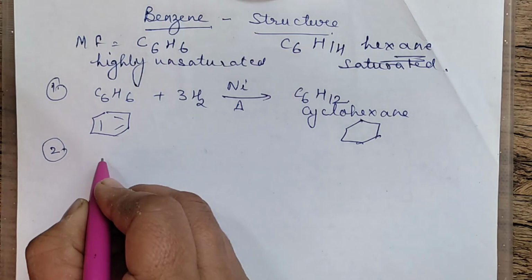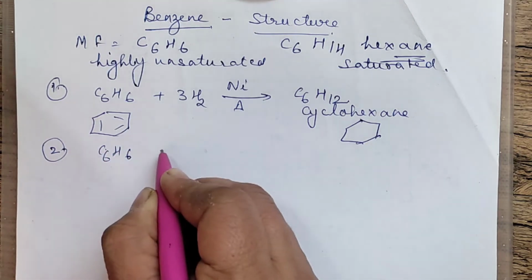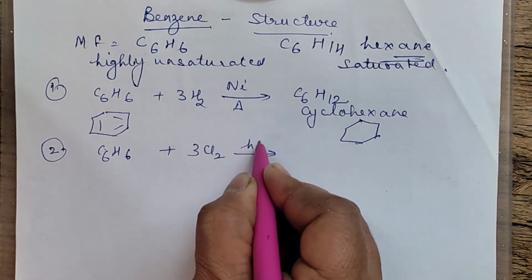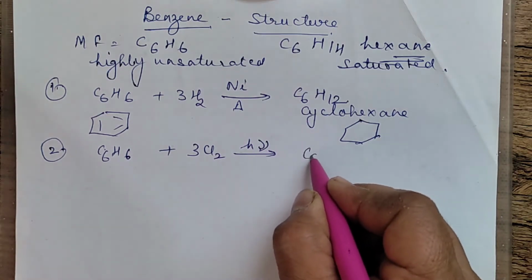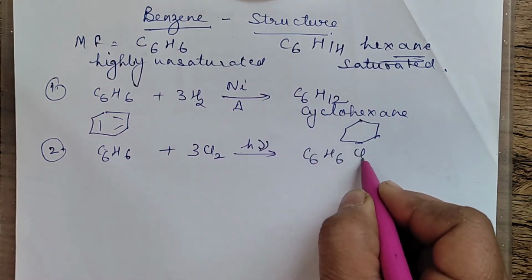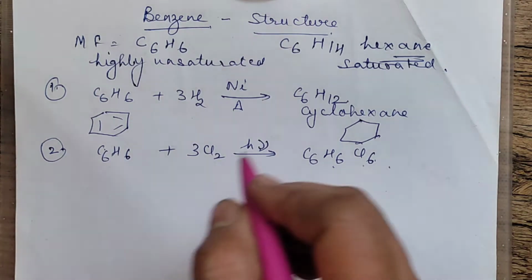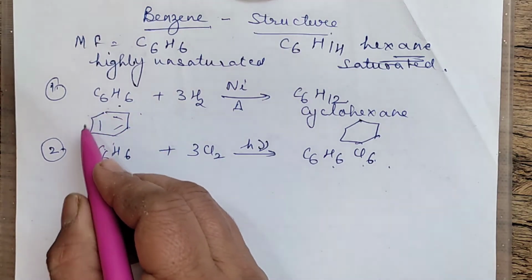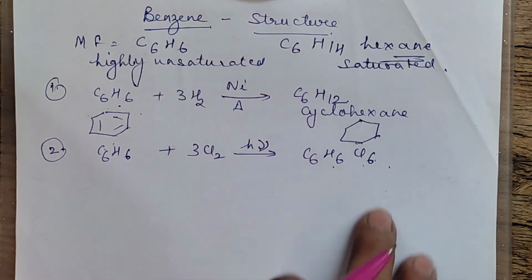Second, if you carry out the reaction of benzene with chlorine in the presence of sunlight, then what it forms is C6H6Cl6. That means it forms benzene hexachloride. This also indicates that 3 chlorines would have added, and all double bonds have disappeared, and there are only single bonds, and all carbon atoms have chlorine.